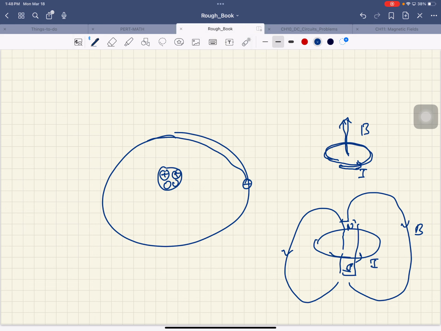A current flowing like so will produce magnetic field lines like this, which is exactly like the magnetic field of a bar magnet. So what we are saying is a current carrying ring, a ring of current, behaves like a bar magnet.